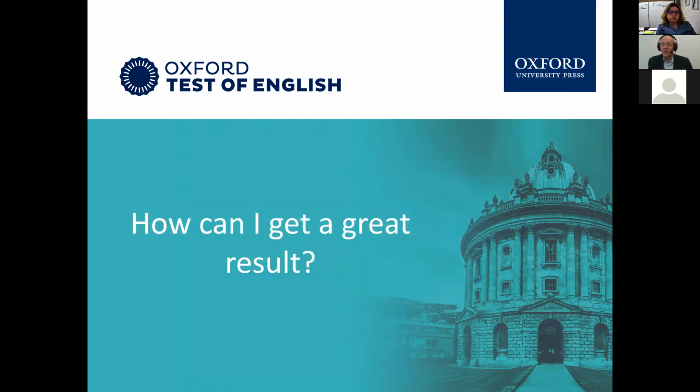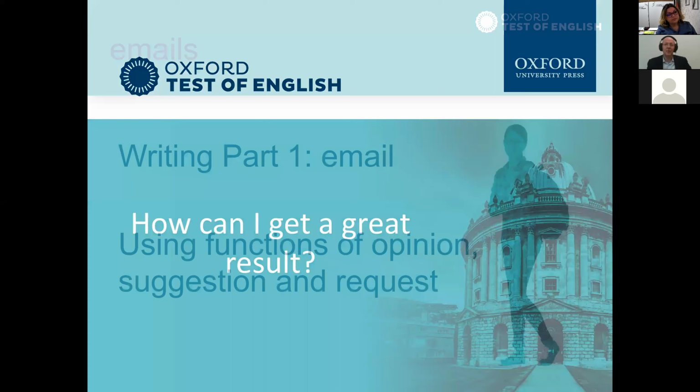Now, the big question here, and this is why we're here this evening, is how can I get a great result? Okay, if I've got a B2 level of English, how do I get a B2 in the exam? And the short answer is you don't get a B2 in an exam because you are B2. You have to prove, you have to show that you're a B2, okay? Because that's what the examiners are going to see.